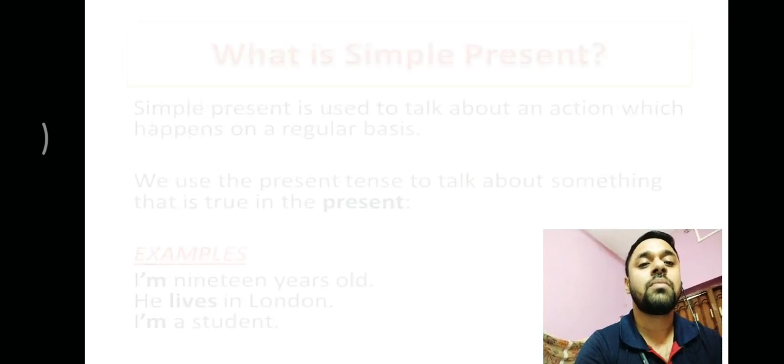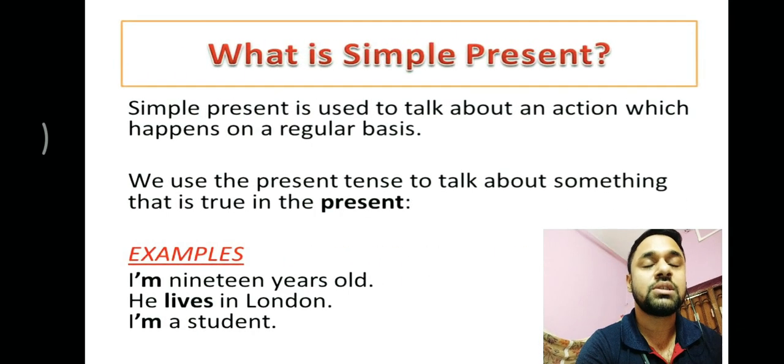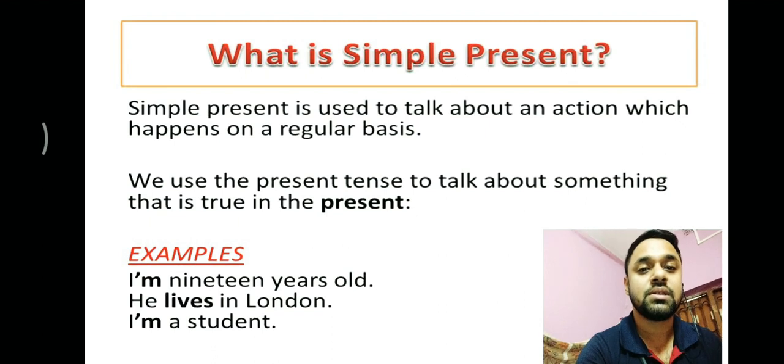simple present tense and present continuous tense. So we discuss first the simple present tense. What is simple present tense?